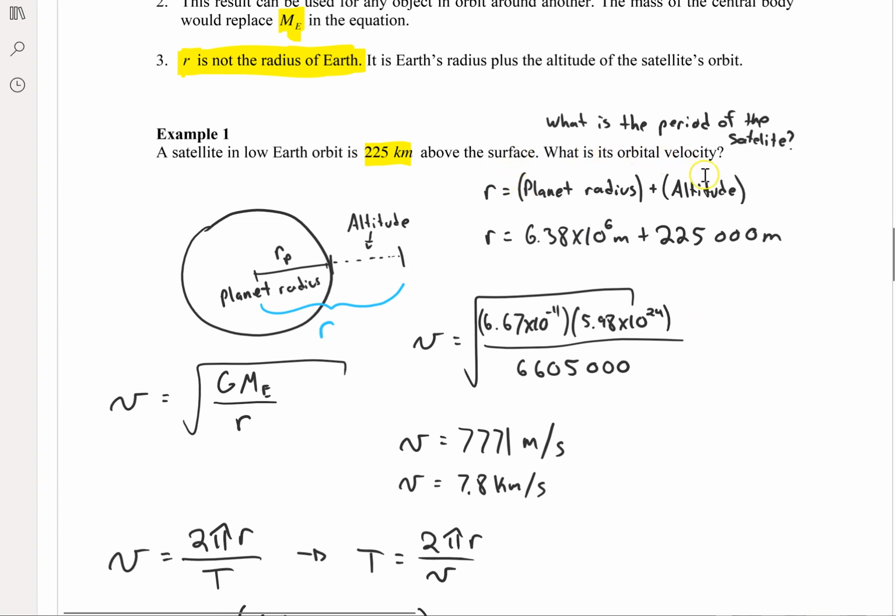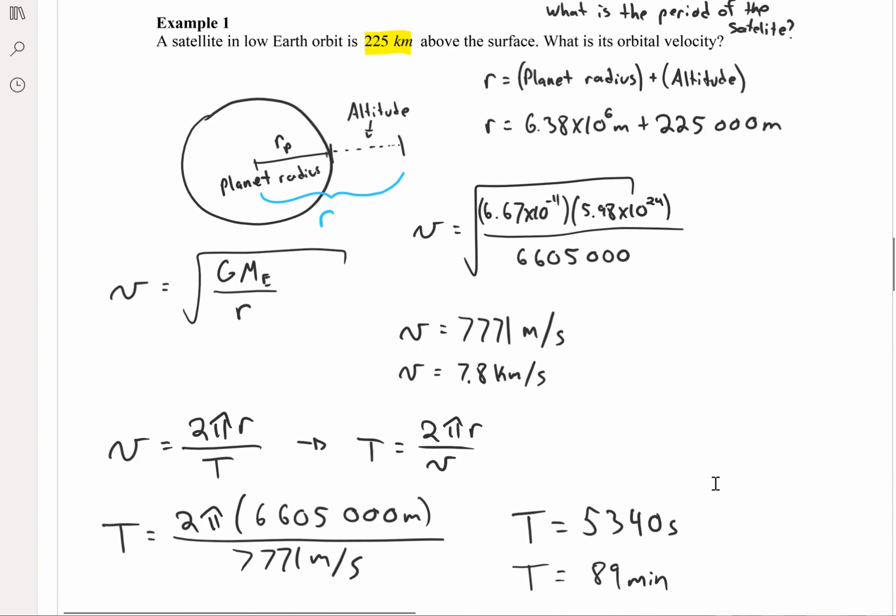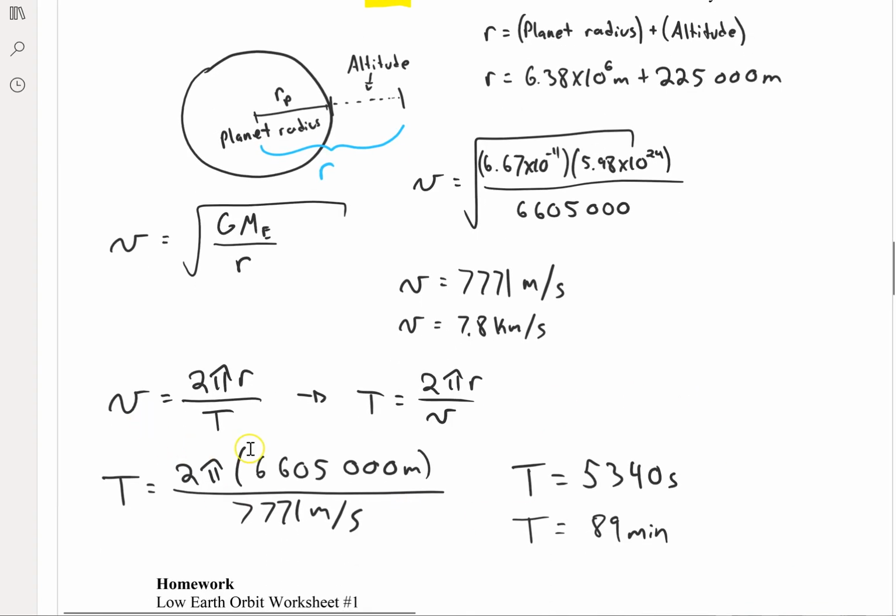And then it says, what's the orbital velocity? Well, this is my orbital velocity. Now, it doesn't ask for this, but I'm going to find out the orbital period. Okay? So my velocity is 2 pi r divided by my period. So I rearrange this equation. I multiply both sides by period, and then I divide both sides by velocity, and I get period is my circumference, or my distance, divided by my speed. So, again, my radius is what I calculated from earlier. I put it all in, and I get a period of 5,340 seconds, or 89 minutes.